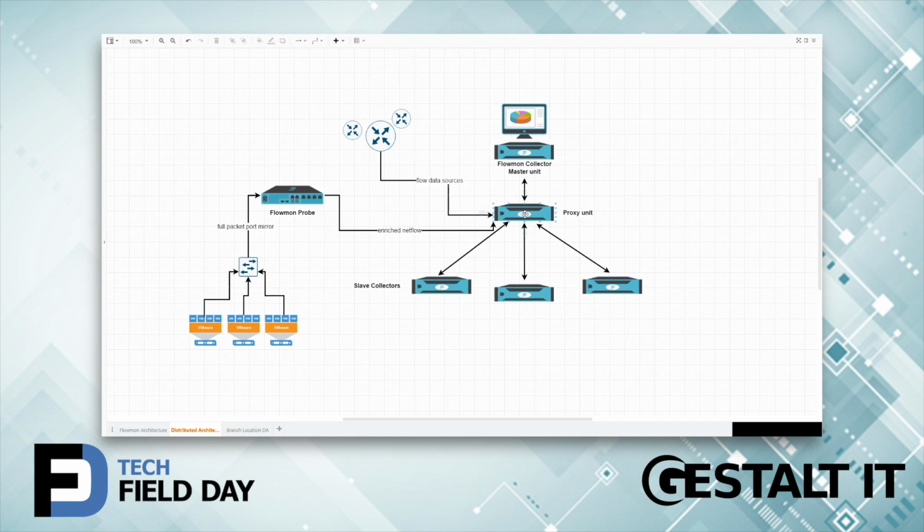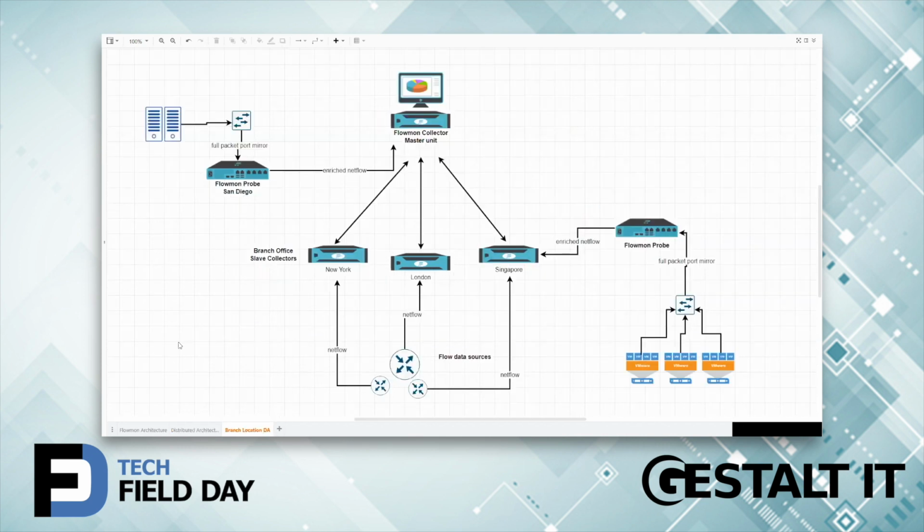And that proxy unit will act as a load balancing agent to distribute the load between these slave collectors. Also, you can take a Flowmon probe and point that to the proxy unit as well. This is one type of distributed architecture which can be leveraged within very large scale environments.